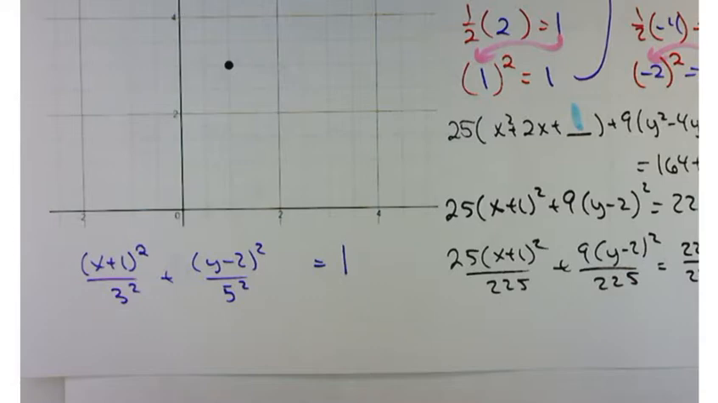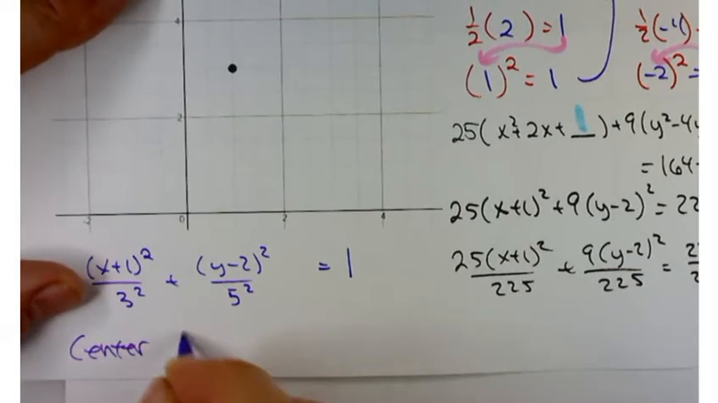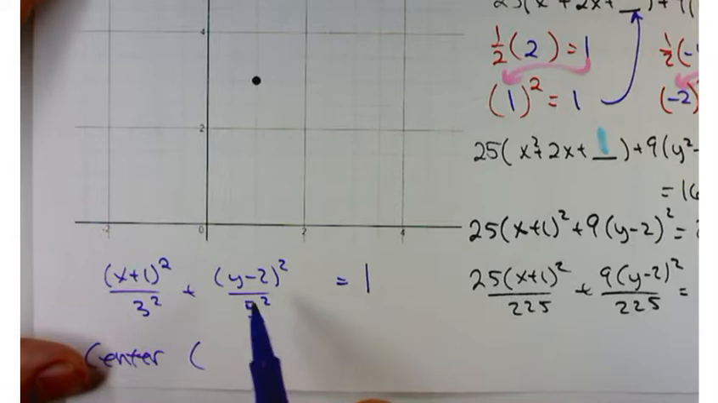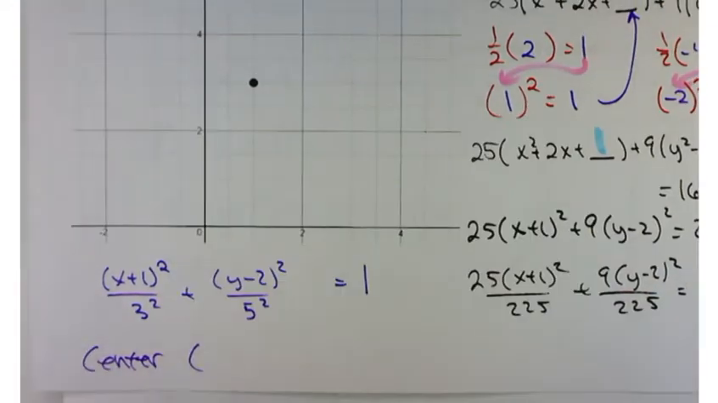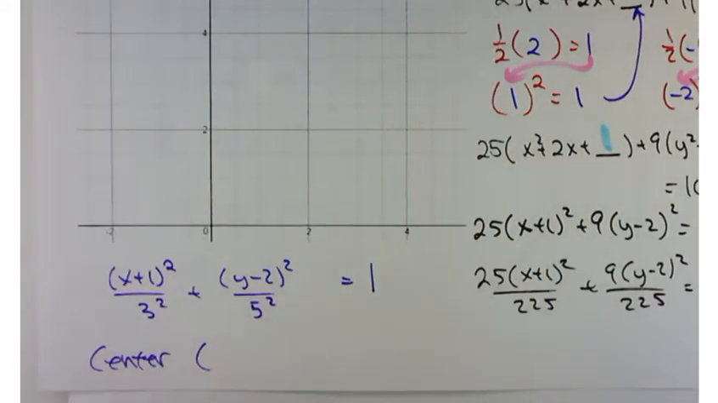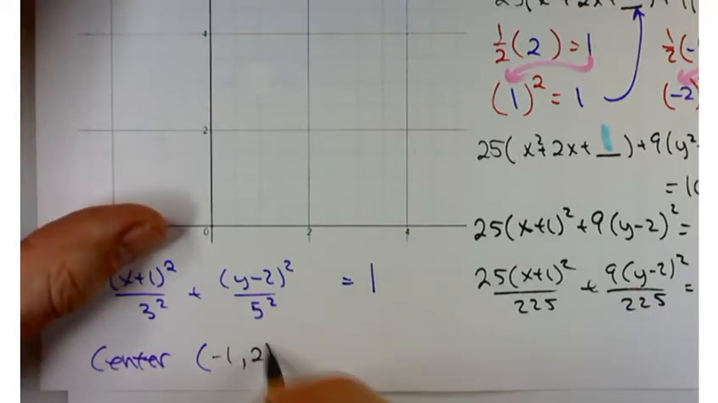What's different about this one than our previous two? Yeah. The center is no longer at 0. Where do you think the center is? Somebody take a wild guess. Yeah, -1 and +2. So -1 and 2 is our center.